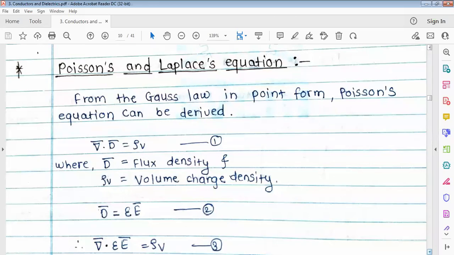So we know the Gauss law, and the point form of Gauss law. So what is the point form? Rho v is equal to del dot D bar, right? Rho v is equal to del dot D bar. So here we have to use this point form of the Gauss law. From this equation we can find the Poisson's and Laplace's equation. Here D bar is the flux density, rho v is the volume charge density.